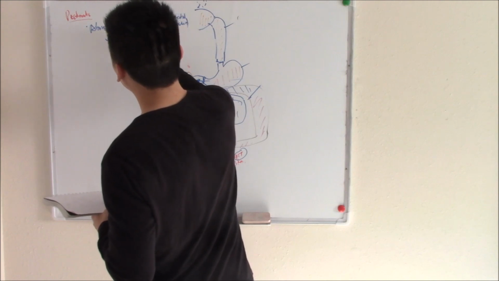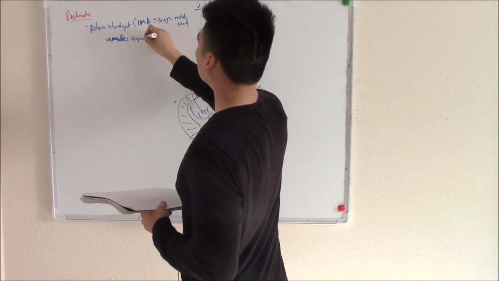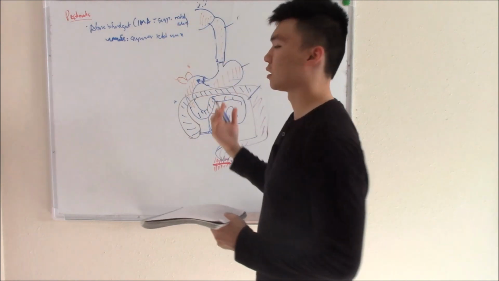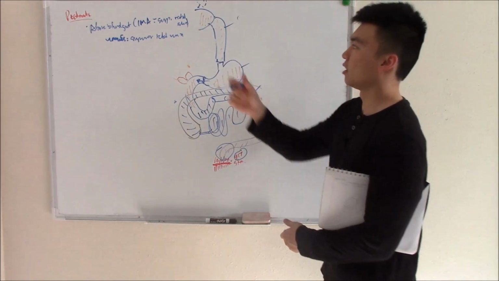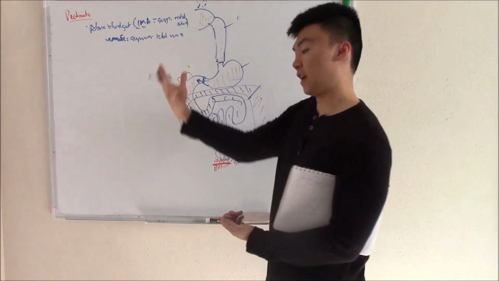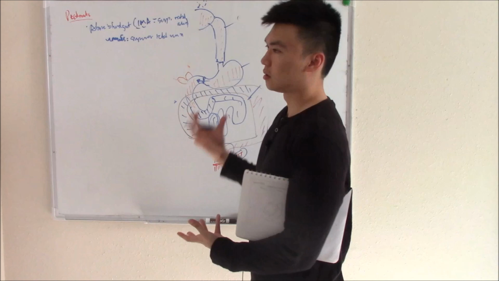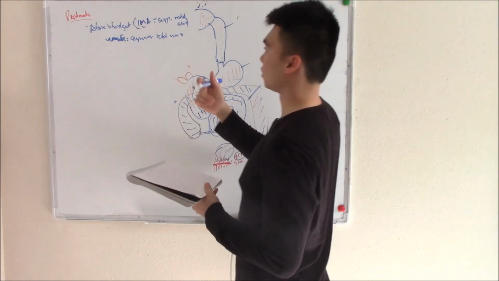Venous: superior rectal vein. And that will eventually lead to your inferior mesenteric vein and eventually lead to your portal vein. So all GIT drainage basically, because it's part of your GIT.